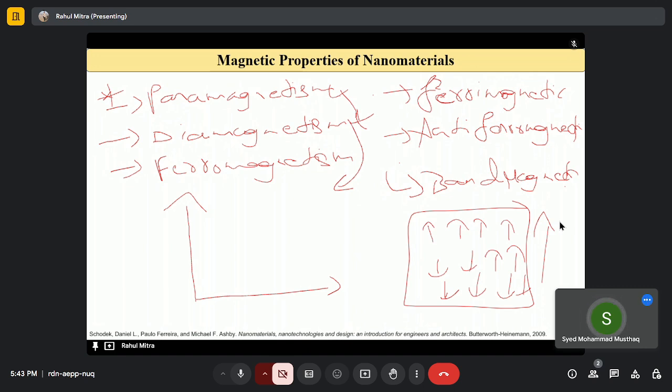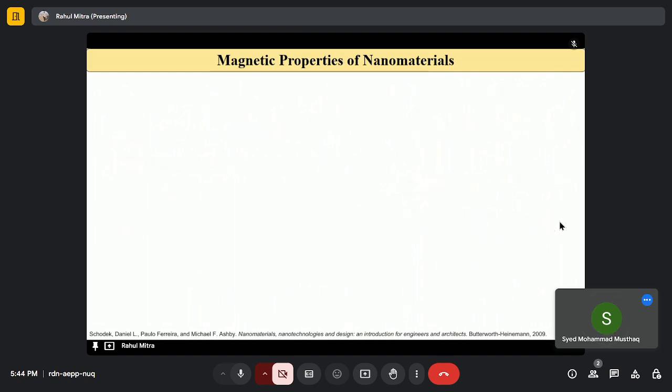Now coming to ferromagnetism, it arises from the spin-spin interaction. Right? For example, if I take the same material, in ferromagnetism we have the exchange interaction also. So again, what is exchange interaction? Let me write it. What is exchange interaction?